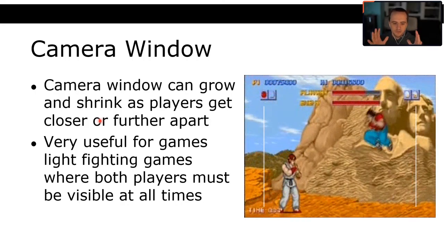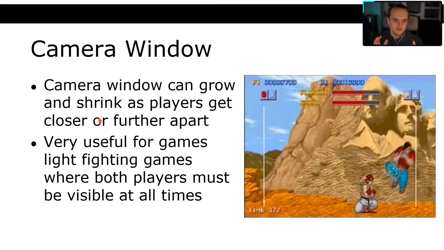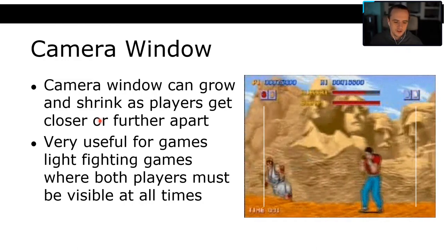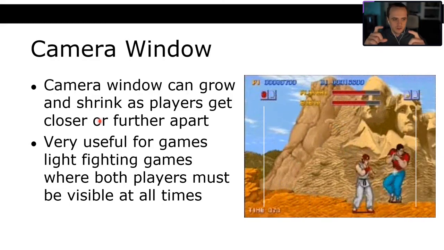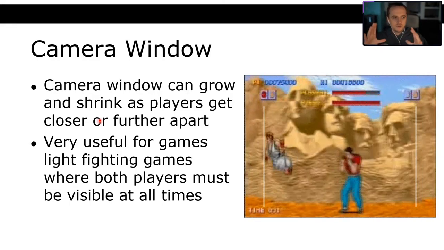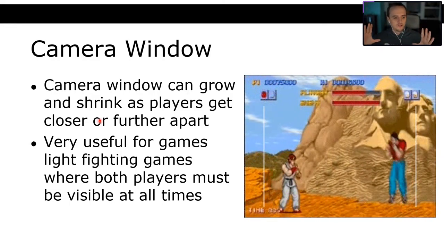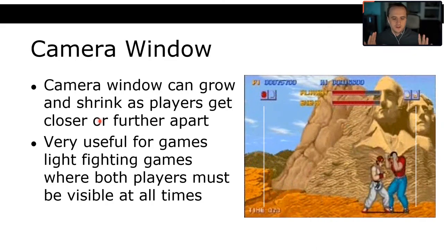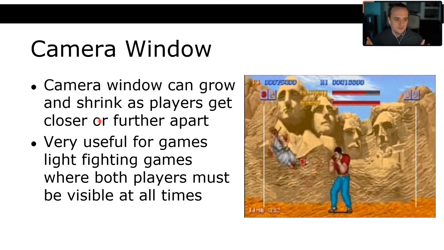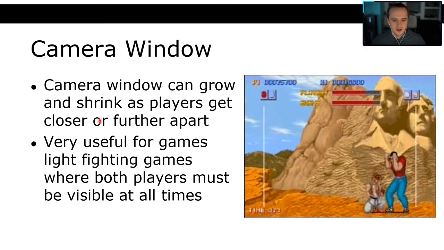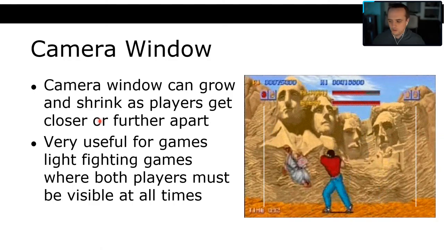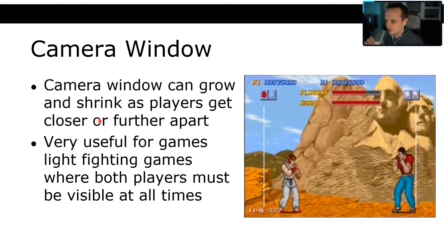So for example, if you've ever played Smash Brothers, I know that there's a few Smash players out there. When the two players are closer together, the camera zooms in a little bit. But when the two players get farther apart, the camera zooms out. It's very important that the players stay within the view of the camera, because if one person's outside the camera and one person's inside the camera, then the person who's inside the camera has a huge advantage.